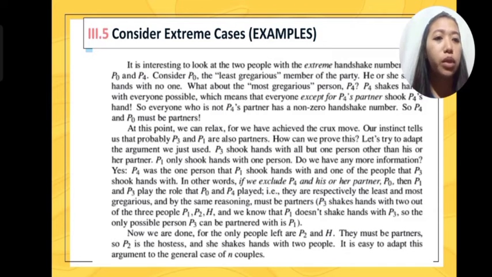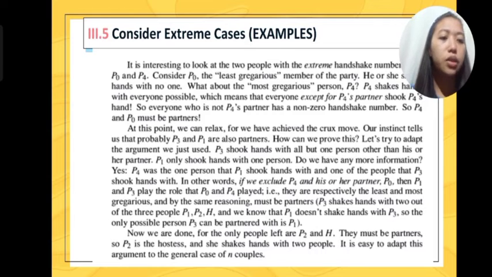So, do we have any more information? Yes. P4 was the one person that P1 shook hands with, and one of the people that P3 shook hands with. In other words, if we exclude P4 and his or her partner, P0, then P1 and P3 play the role that P0 and P4 played. That is, they are respectively the least and most gregarious, and by the same reasoning, must be partners.